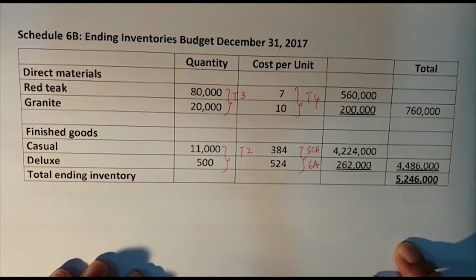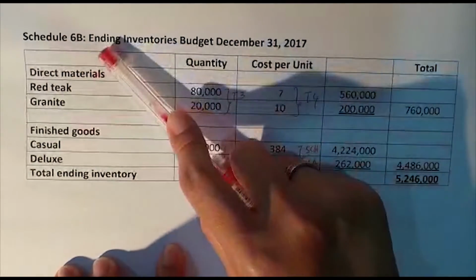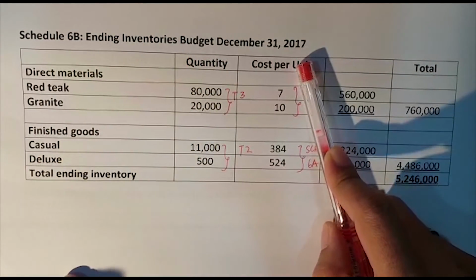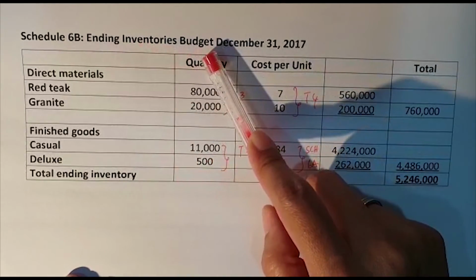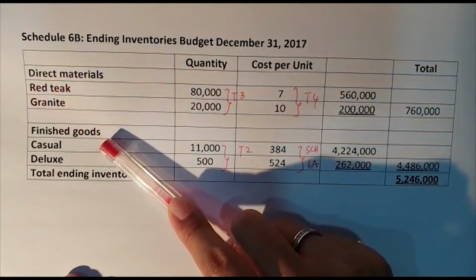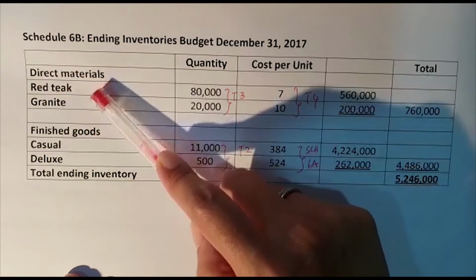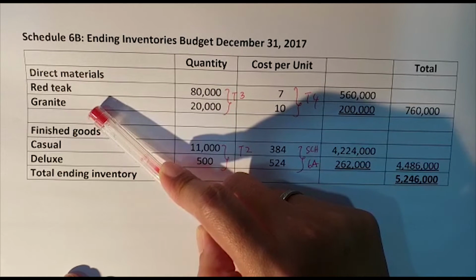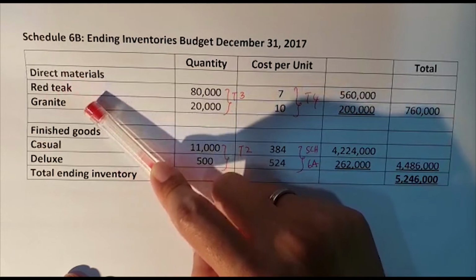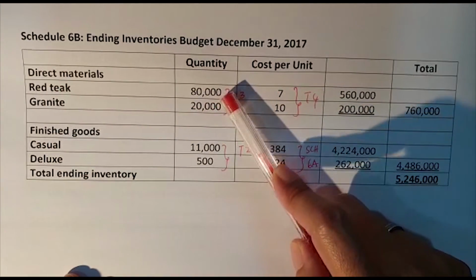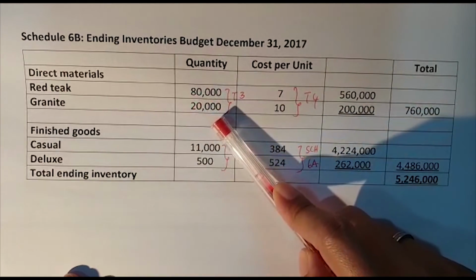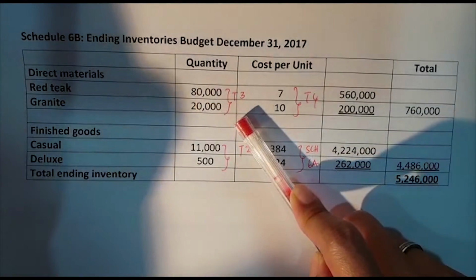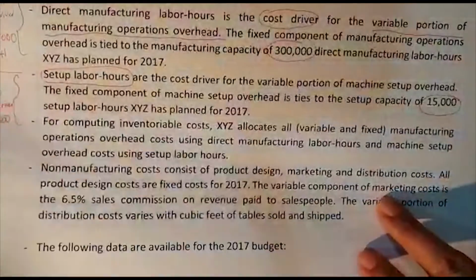Alright, now we look at Schedule 6B, which is related to ending inventories budget as for December 31st, 2017. So, in regards to ending inventories budget, we will look at the ending inventories for direct material as well as for finished goods. So, as for direct materials, of course, the direct materials that the company has, you can see here red teak as well as granite, and the quantity respectively are 80,000 and 200,000. And this is actually based on the information given to us in table 3. Okay, get back to table 3 where you can see here.